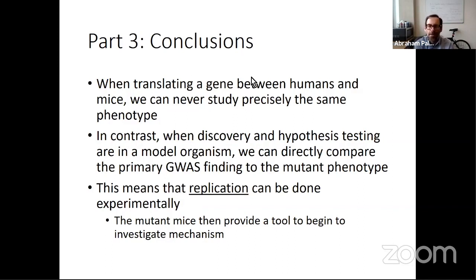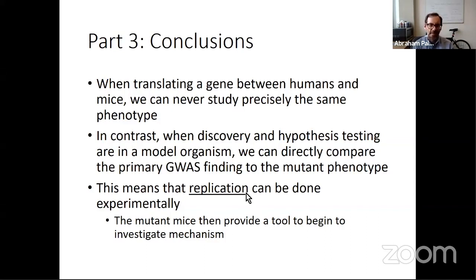And I want to emphasize a few points about this. First of all, when translating a gene, as I showed you in an earlier story, between humans and animals, one of the challenges is that we can never study precisely the same phenotype in the animal model versus the phenotype that was used to discover the gene in humans. But we can do that in these animal models. And you saw that in the previous slide. We were able to look at exactly the same phenotype in the mutant animal. And that means that it's much easier to reach conclusions about whether or not we're recapitulating the expected phenotype by mutating a gene. And I think that's what I show here. And that really means that we can do something which feels a lot like replication.